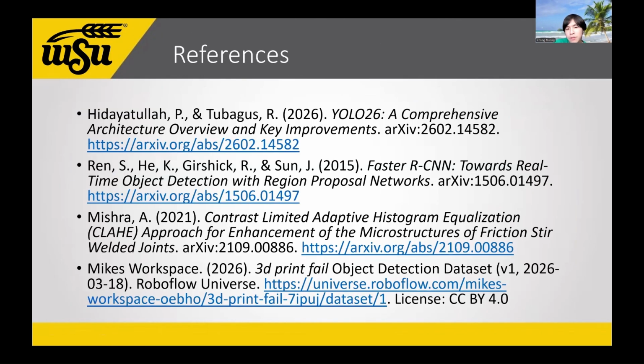These are the references for my project: the YOLO26 paper, the original Faster RCNN paper, the COCO paper, and the dataset I used for the project.